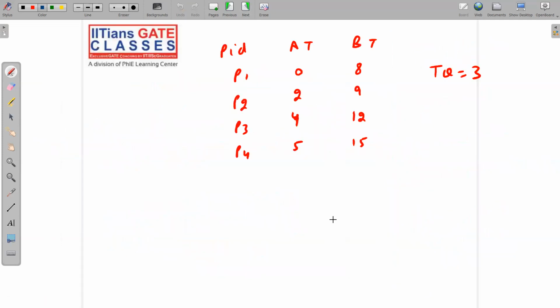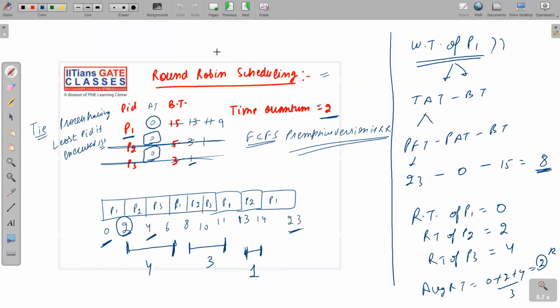Now arrival time is given. It is the same question for round robin that I am doing, but arrival time is given to us. Arrival time is 0, 2, 4, and 5, and so on. Arrival time is given, burst time is given, and PID is given. Now, if arrival time was not given, I just made a cycle P1, P2, P3, P1, P2, P3, and so on. I made a cycle P1, P2, P3, then P1, P2, P3, and so on.